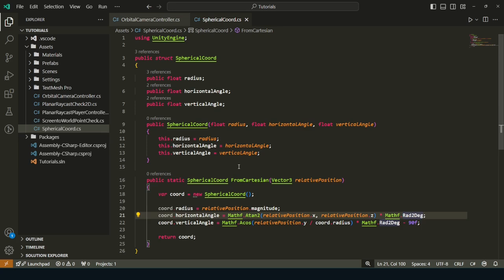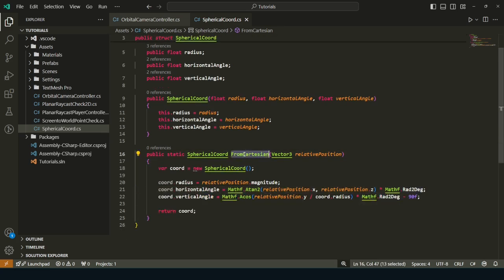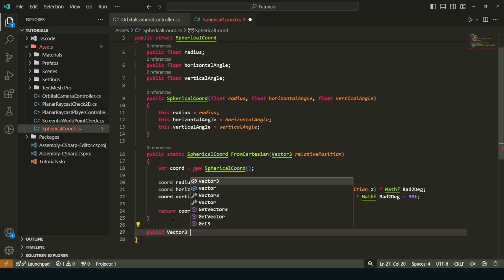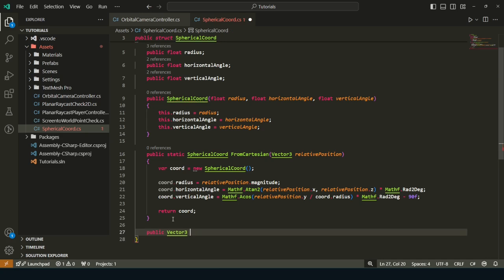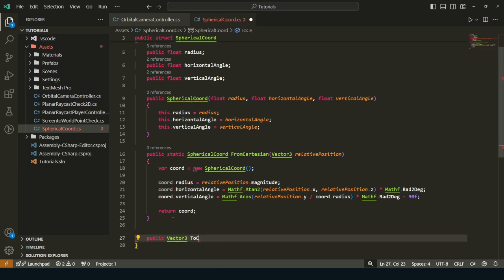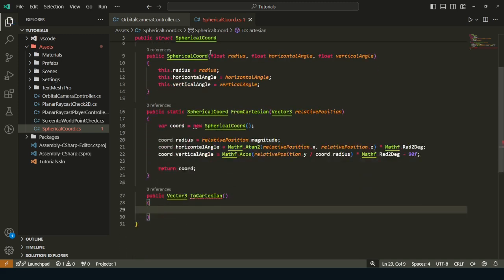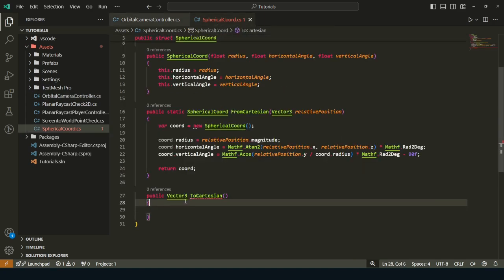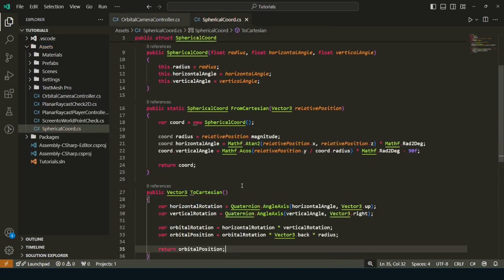We need to do one more thing though. Obviously, we have a way of getting into spherical space from Cartesian space, so it would be great if we could actually get back into Cartesian space. Let's do that now. Click vector v2 Cartesian. Okay, now we already have a function that basically does what we want, so let's just start from there. And we're going to do this a little bit differently.